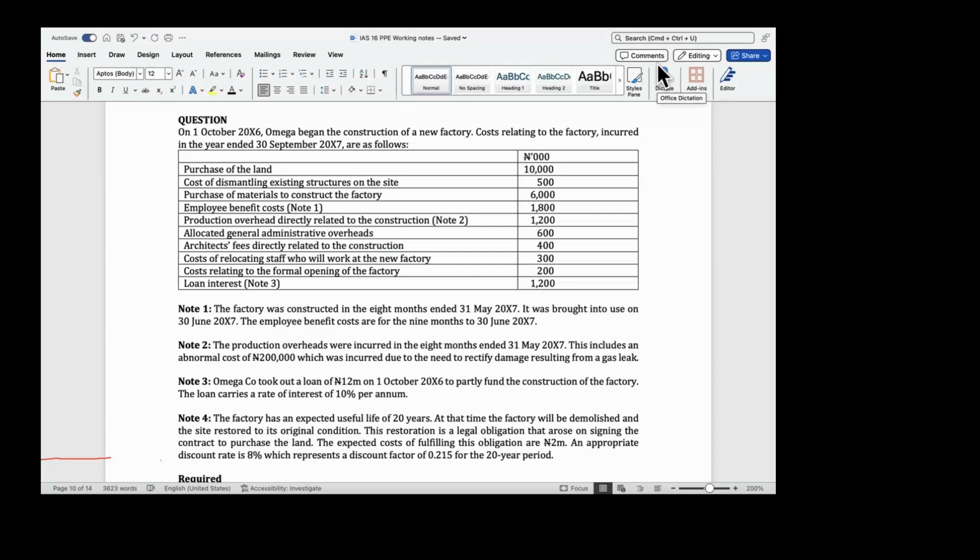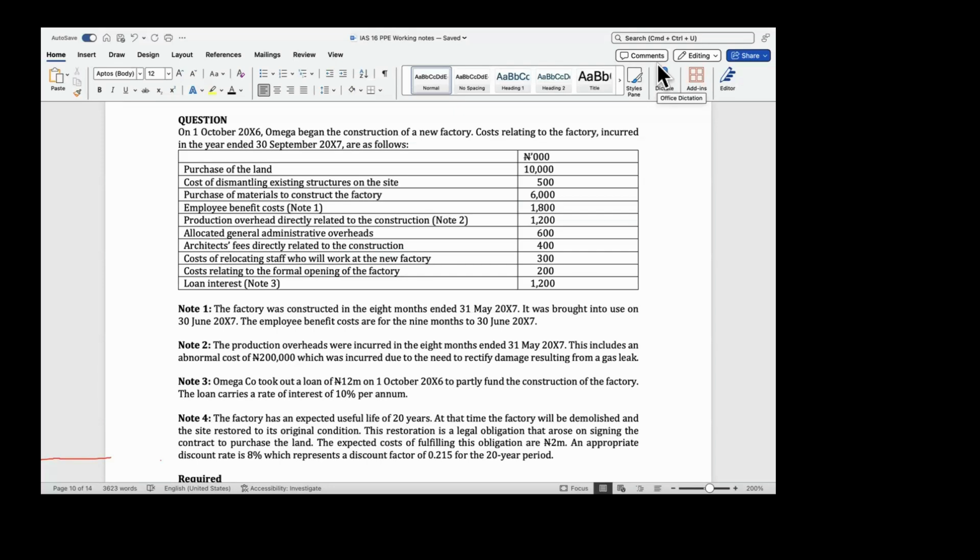Note 4. The factory has an expected useful life of 20 years. At that time, the factory will be demolished and the site restored to its original condition. The restoration is a legal obligation that arose on signing the contract to purchase the land. The expected cost of fulfilling this obligation is 2 million. An appropriate discount rate is 8%, which represents a discount factor of 0.215 for the 20 years period.